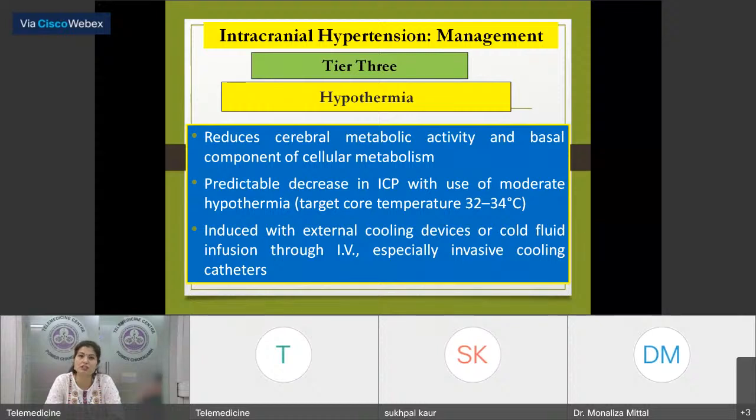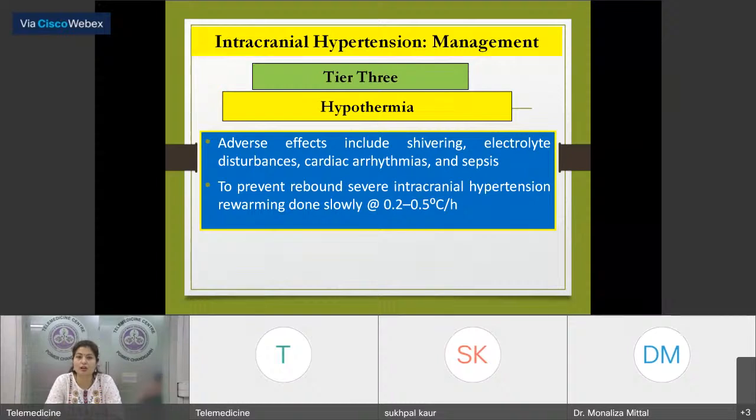So if these measures are not sufficient to control the ICH, that is the intracranial hypertension, we can also perform hypothermia, that is suddenly lowering the body temperature of the patient, because it will suddenly reduce the cerebral metabolic activity, and it will decrease the ICP, and we can maintain the temperature from 30 to 34 degrees Celsius. It is induced by putting normal saline through IV. So very cold normal saline can be given, but it is always to be given under supervision. Make sure that your ward in charge is informed if you are doing this procedure.